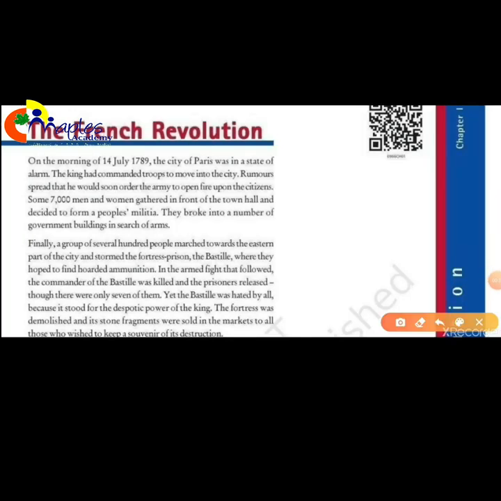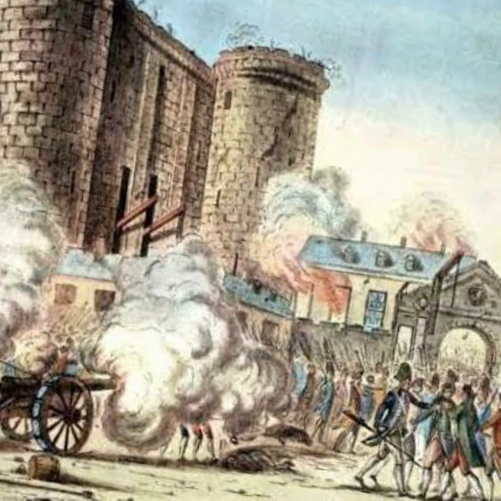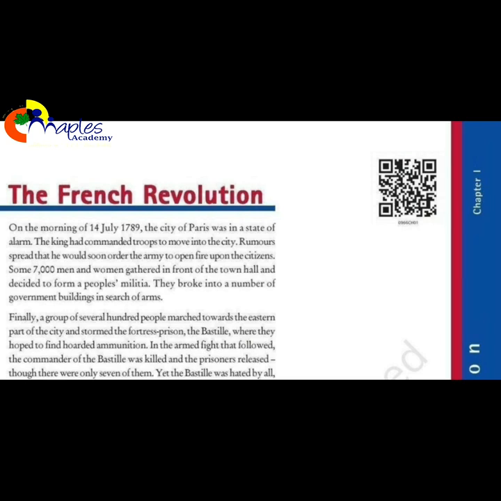So let's start. As you can see the date over here, 14 July 1789, is a very important date in the French Revolution. This was the date when the Bastille was stormed. What was the Bastille? Bastille was the prison of France, or you can say a jail. It was a jail in France before it was a palace.